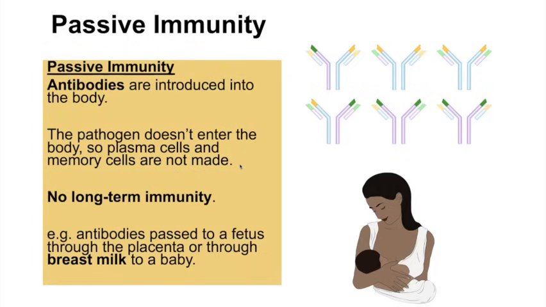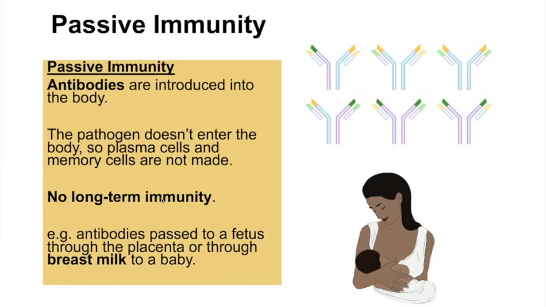So we've talked about active immunity. Passive immunity, though, is when the antibodies are introduced to the body. So you haven't made the antibodies yourself, you are just gaining the antibodies. So that means that the pathogen didn't cause the creation and differentiation of plasma cells or any memory cells, so you won't have any long-term immunity.